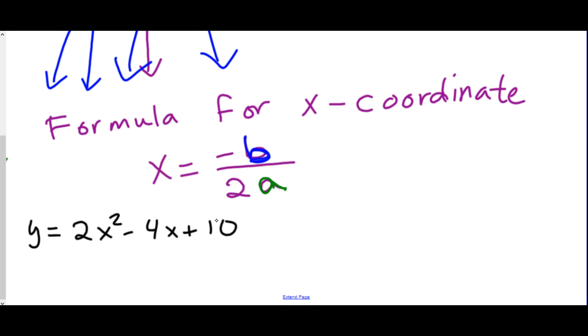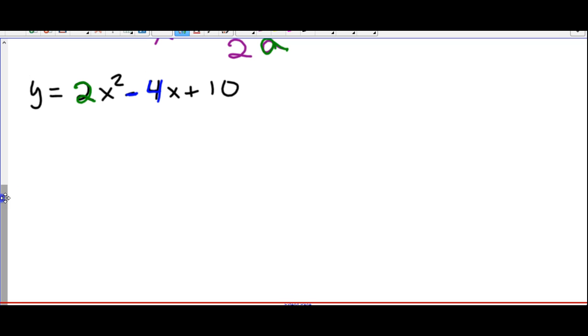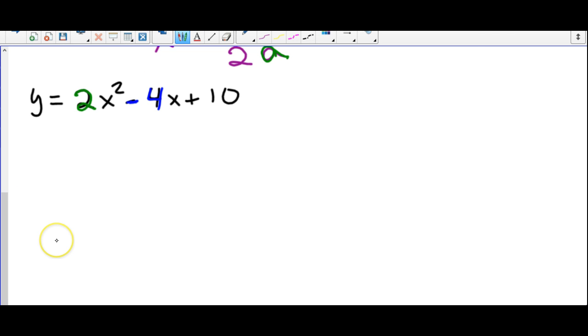To find the x-coordinate, we have to figure out which of these numbers is a, which one's b, which one's c. Well, a is always the number in front of x squared. So just the number 2 is a. B is always the number in front of x. So the negative 4 is b. We're going to take those and we're going to plug them into the formula.